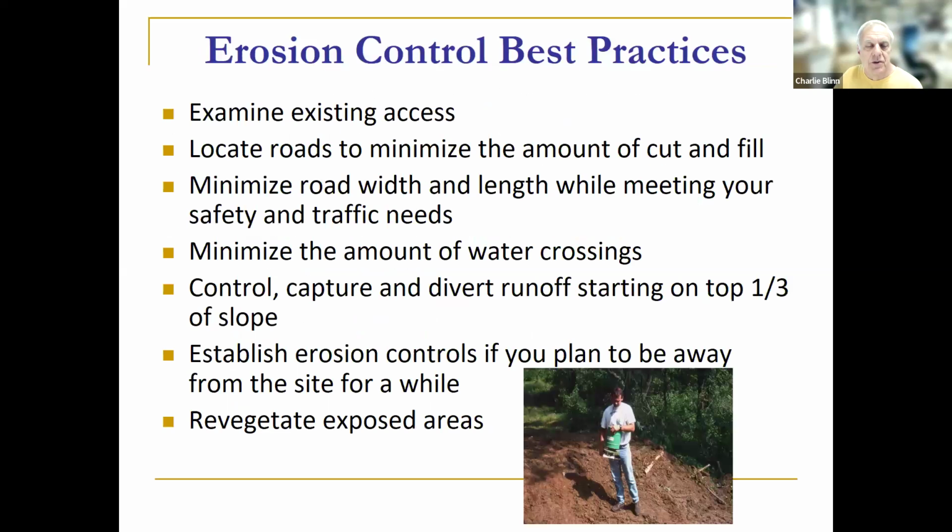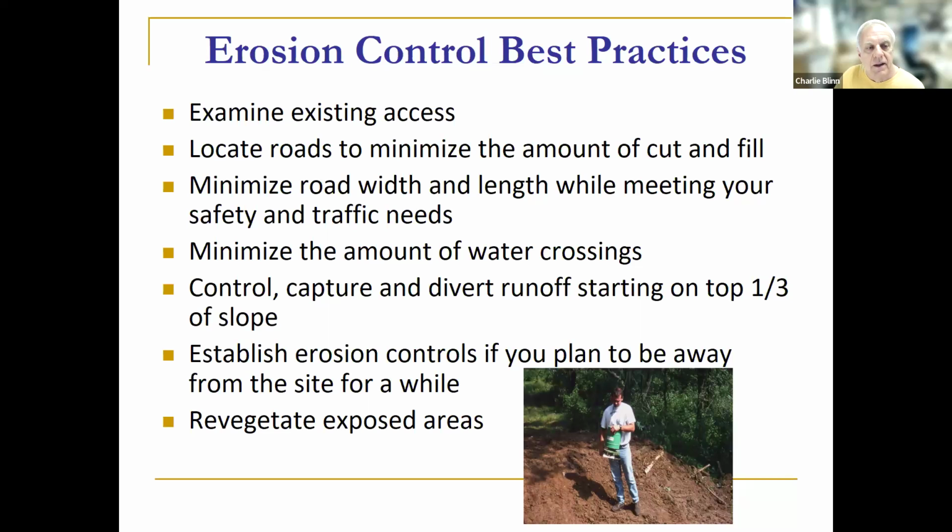So some of the erosion control best practices might be look at the existing access and use it if it really is going to provide good access and will limit erosion. Locate roads to minimize the amount of cut and fill, minimize the road width and length, minimize the amount of water crossings. So all four of those things are really things I should do in the planning phase.